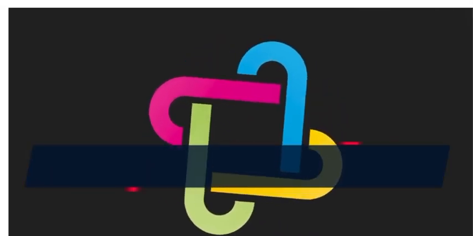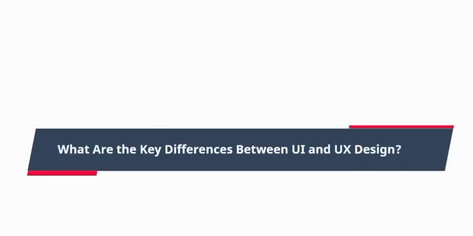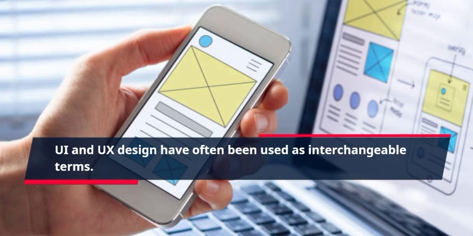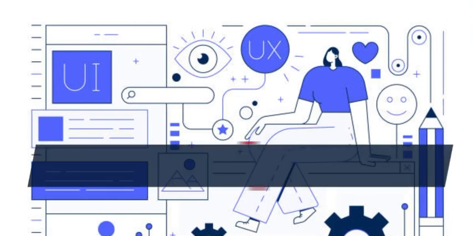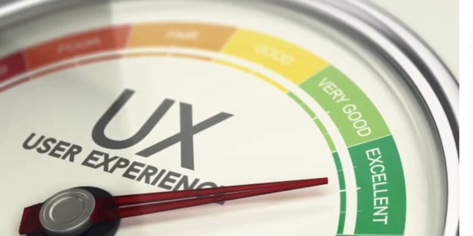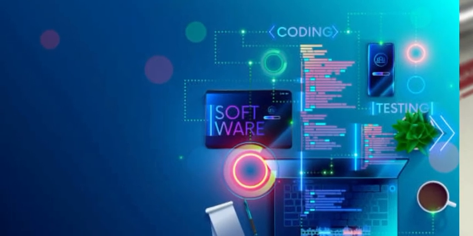A UX designer ensures a product makes sense to the user by creating a path that logically flows from one step to the next. A UI designer ensures each page visually communicates that path. What are the key differences between UI and UX design? UI and UX design have often been used as interchangeable terms. While the end product requires considerable input from both design methodologies, the process of designing UI and UX is very different. UX design mostly deals with the user's entire journey to solve a problem.